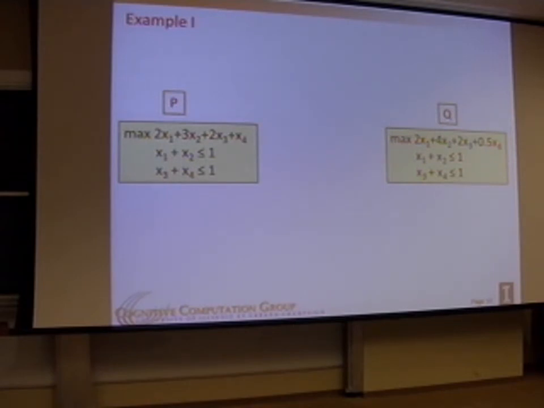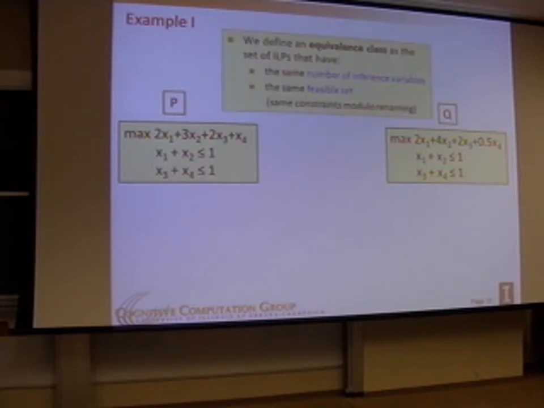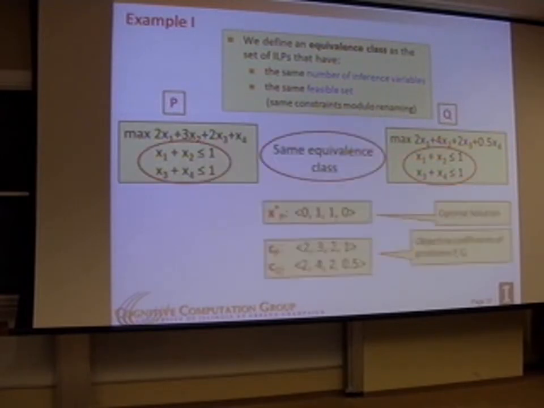So think about these two problems. I have two ILPs here. I'm going to say that two ILPs are in the same equivalence class if they have the same number of inference variables and they have the same feasible set, which basically means they have the same constraints, modulo renaming of the constraints. This is an important thing because renaming is crucial here. So these two problems are in the same equivalence class, right? They have the same constraint set. Note, I'm going to denote by x_P, in this case 0-1-1-0, the optimal solution. And by c_P or c_Q, I'm going to denote the objective coefficients of the problem.